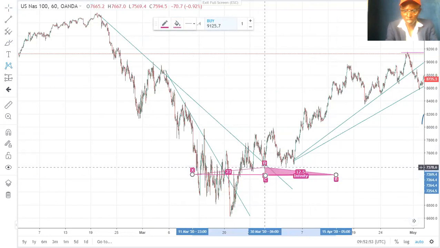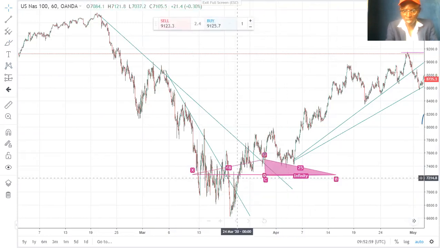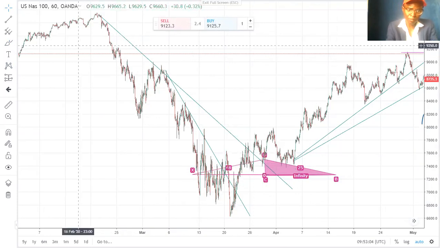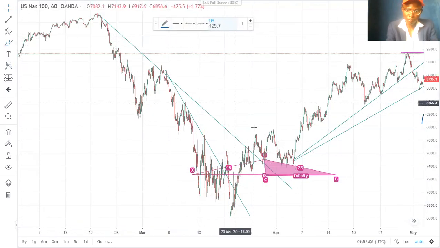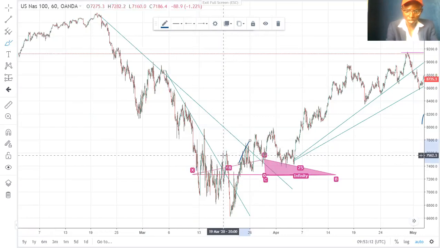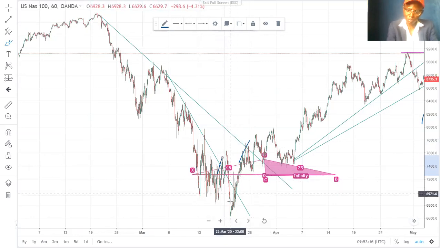Something like that. As you can see here, you see a reversal after a break here. They broke there, and it was not the first time they broke. They broke there as well. So they created a false breakout here.